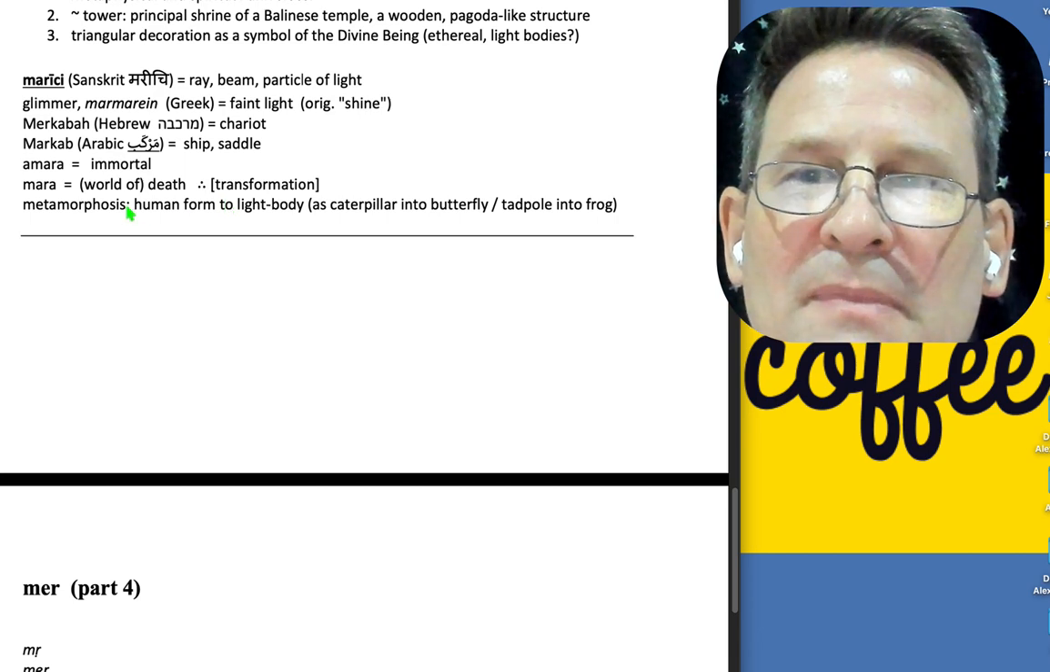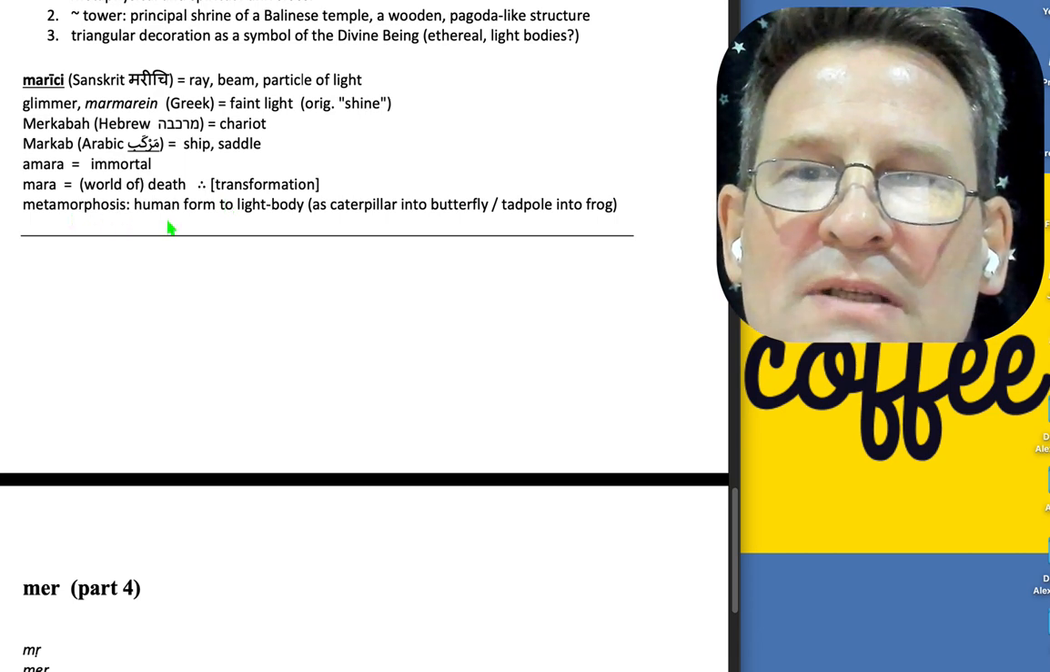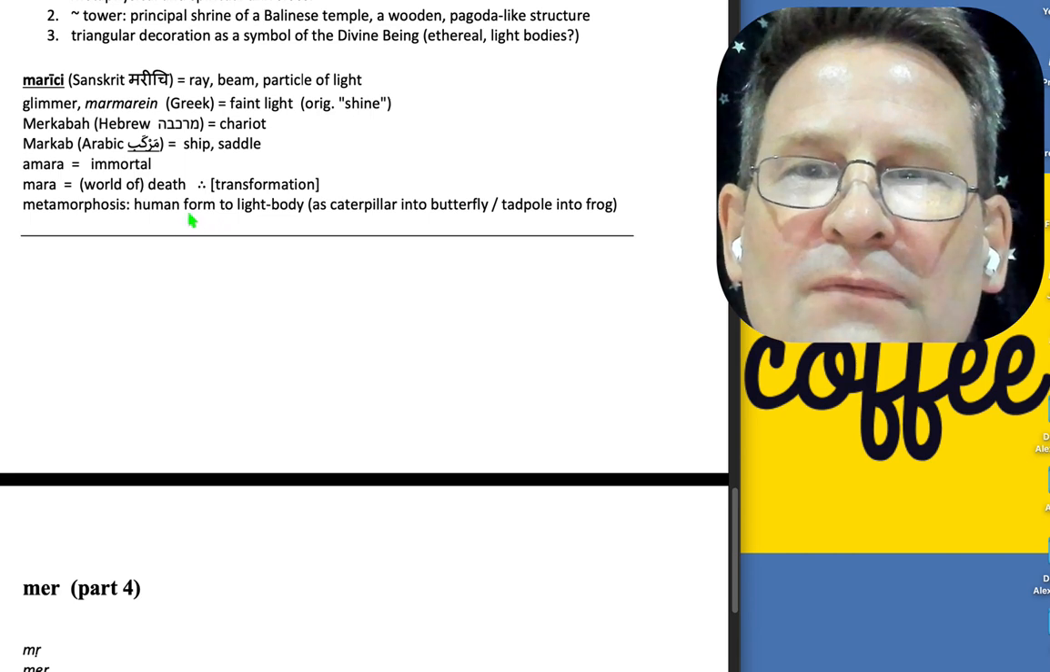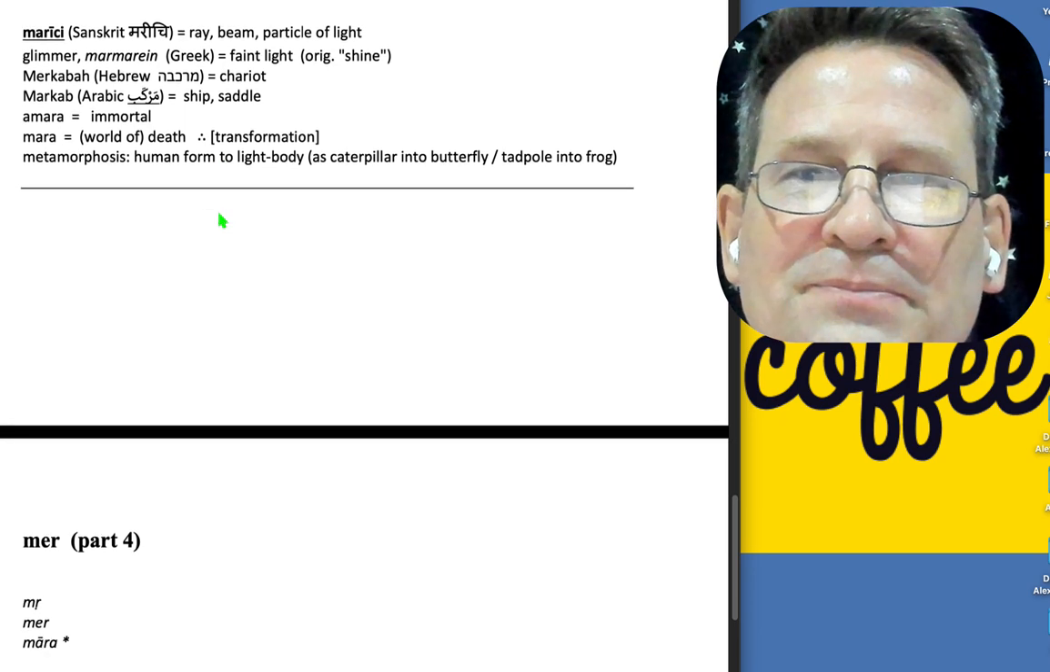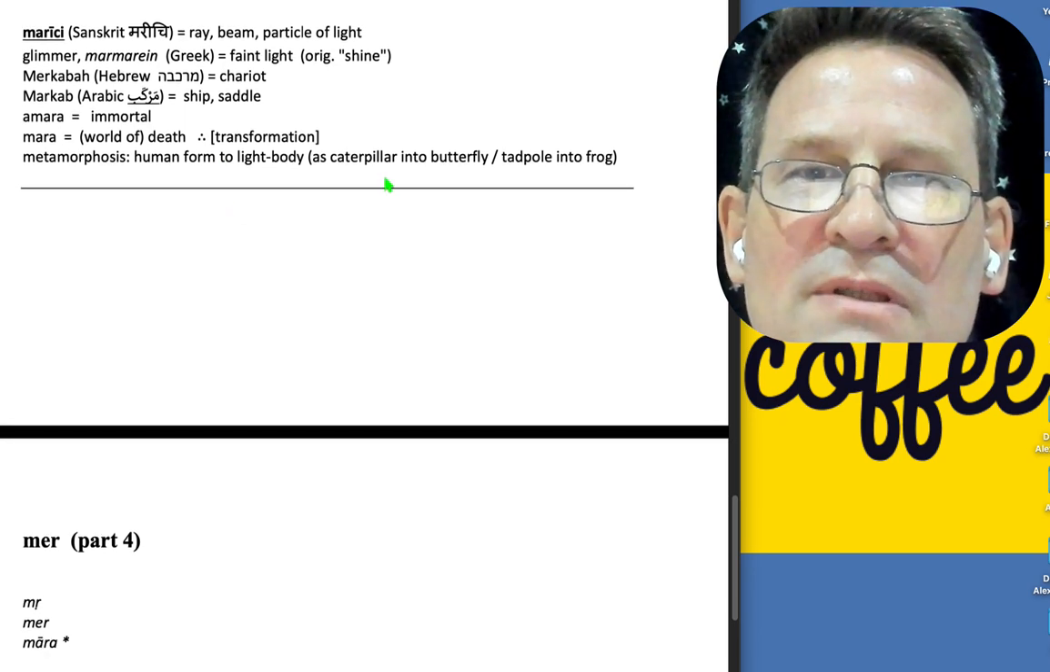Transformation. Metamorphosis. Form. Look at that. Form. Morph. Form. Morph. English is a code, I'm telling you. Tadpoles. We hear in the background there, those frogs as well.